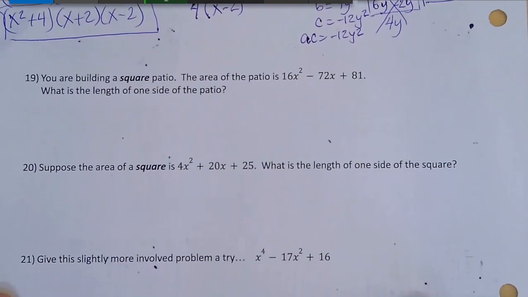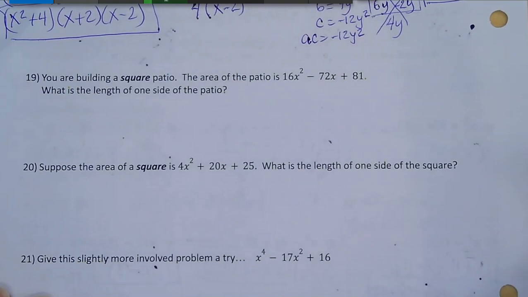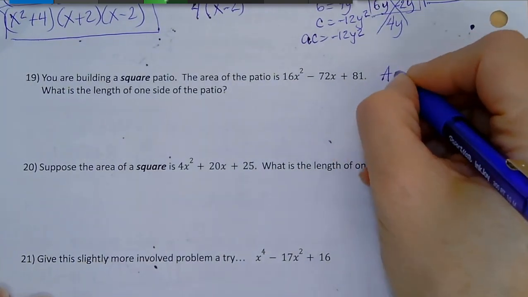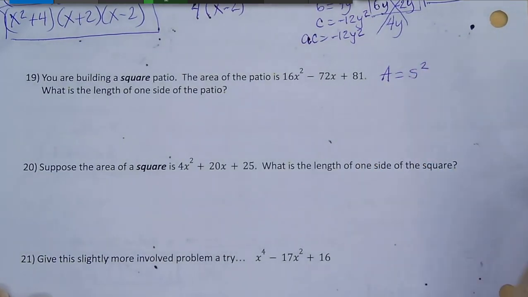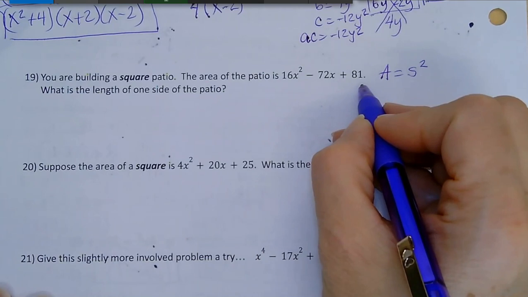Okay, we're moving on though. You're building a square patio, and the area of that patio is 16x squared minus 72x plus 81. What is the length of one side? Well, you know area of a square is any side squared. So it wants me to take the square root of that, right?